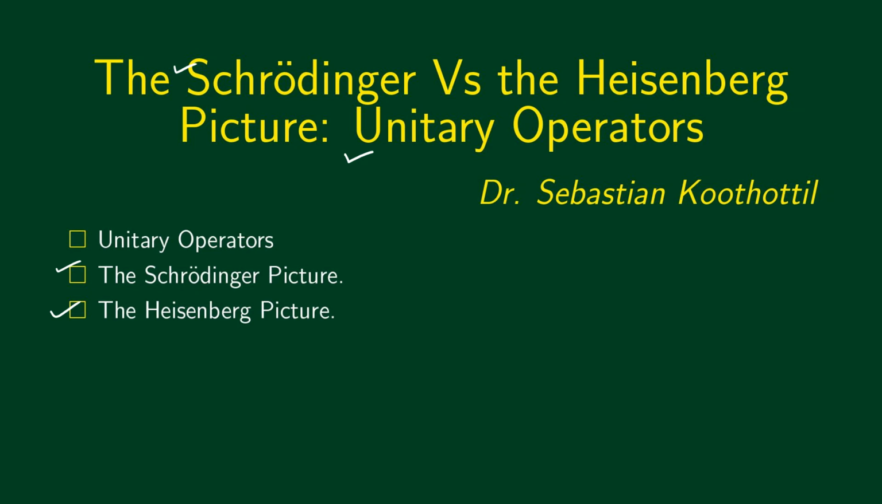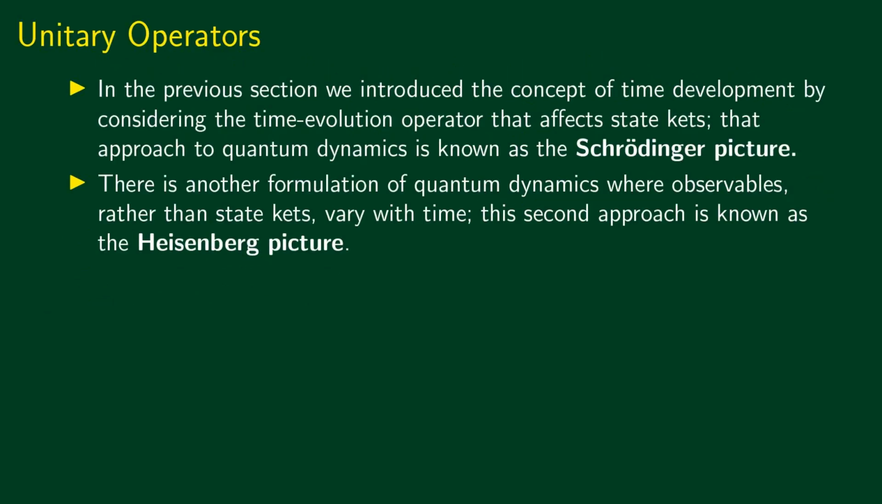Heisenberg pictures. So in the previous section, we introduced the concept of time development by considering the time evolution operator that affects the state kets. That approach to quantum dynamics that we already saw is called the Schrodinger picture. Now there's another formulation of quantum dynamics where observables rather than state kets change with time. The second approach is known as the Heisenberg picture.